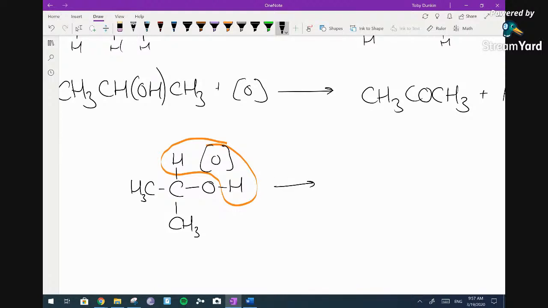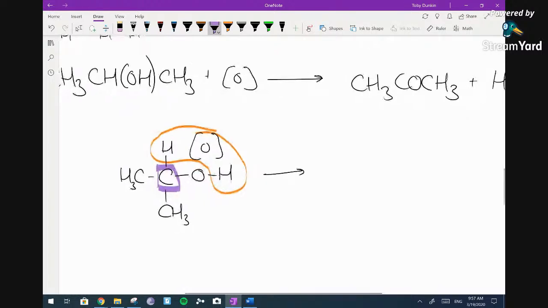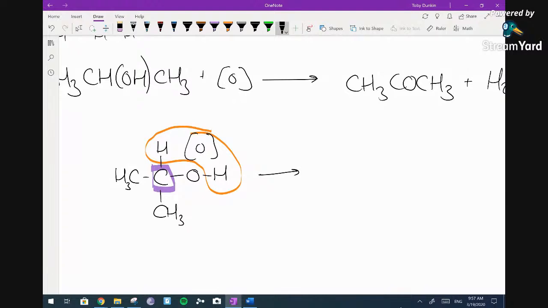Notice that it's only the H. It is only the H on the carbon with the OH group. This is kind of important, really, because it helps you understand why tertiaries resist oxidation. And then, of course, there's our ketone being formed in the end, CH3, CH3.